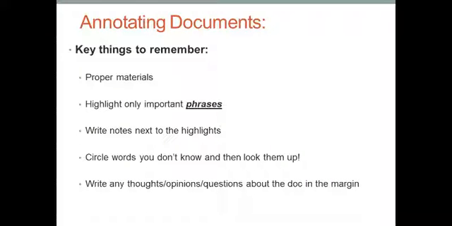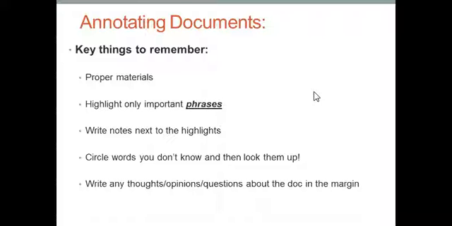All right, some key things to remember. You need to have proper materials. All right, that's a pen, pencil, highlighter. You need these materials. I mean, obviously you need the document, because what are you going to annotate if there's no document in front of you? So you should have those things. You should highlight only important phrases. Emphasis on phrases, ladies and gentlemen, because if you're highlighting the whole paragraph, you're kind of missing the point, right? The idea of a highlighter is to have really, really important stuff stand out. All right, but if you highlight the whole paragraph, then nothing is standing out, and you're not really getting the main idea of the document.